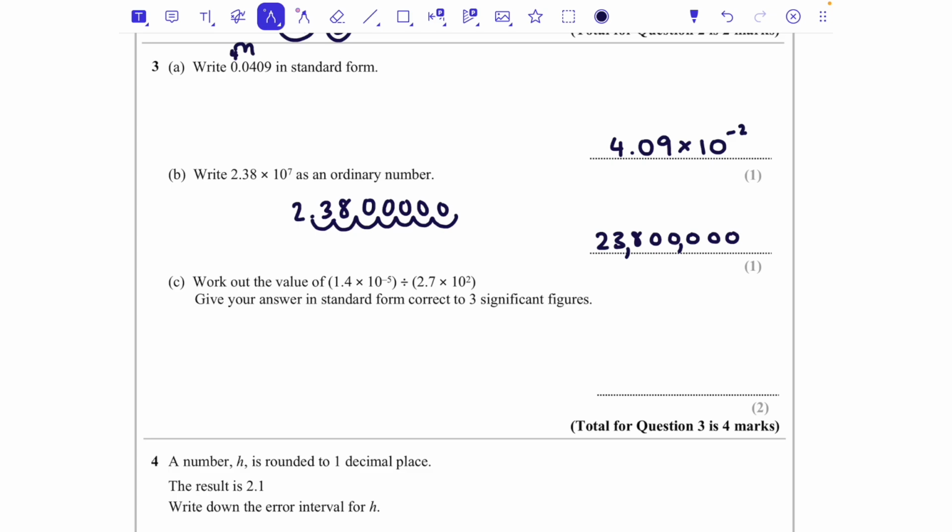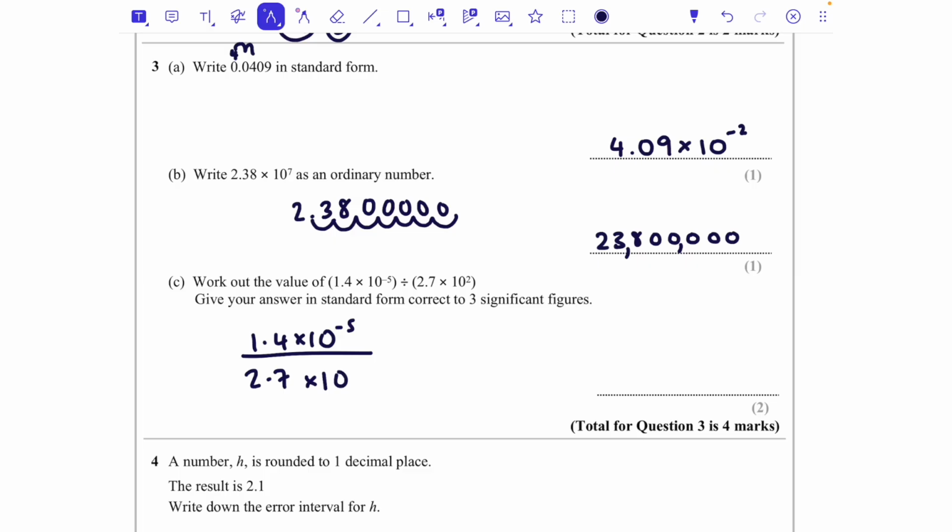For part C, it says work out the value of 1.4 times 10 to the power of minus 5 divided by 2.7 times 10 to the power of 2. Give your answer in standard form, correct to 3 significant figures. Now for this, we're just going to use our calculator. I'm actually writing that first number on the top of the fraction. I just think it's a little bit easier to make sure that it does the correct order of operations.